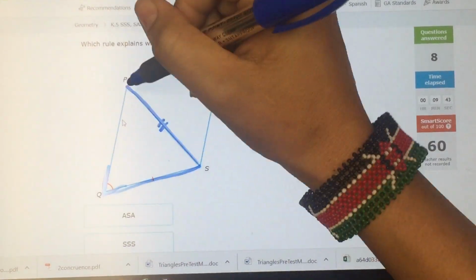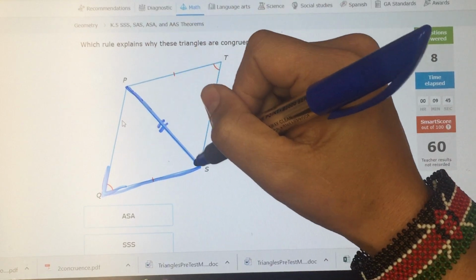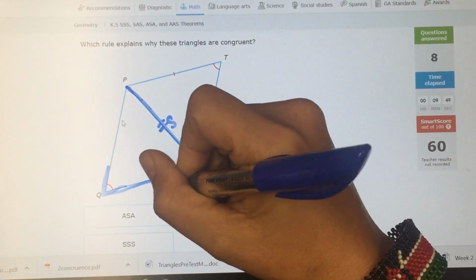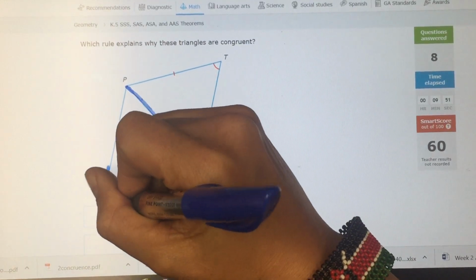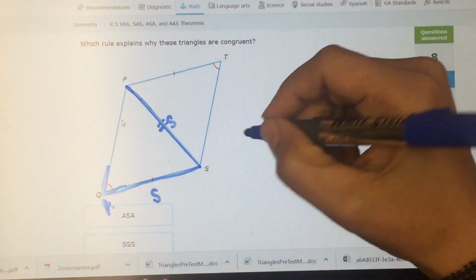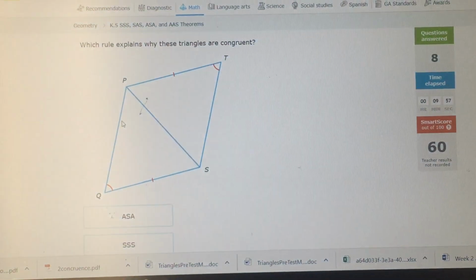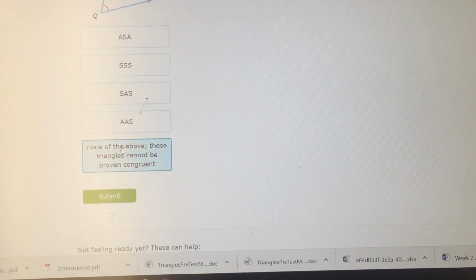You need to start at the end points, right? So let's go P to S. That's a side. It skips an angle, which is okay. And then another side, and then an angle. So angle, side, side. Can I have angle, side, side? No, do not be a donkey. I cannot have angle, side, side. So none of the above.